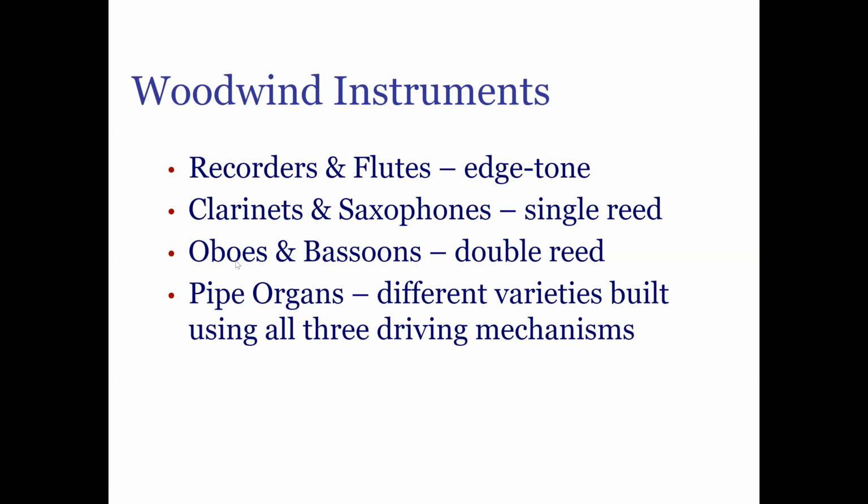So within the woodwind family, we have recorders and flutes, which are edge tone instruments. And when we say flutes, we mean the whole flute family, all the different piccolo flutes and all that. Clarinets and saxophones are our single reeds. Oboes and bassoons are double reeds, again, English horn, but we're not going to spend that much time on that. And then pipe organs use all three driving mechanisms. Edge tone and single reed are the most common, but you do have all three at different times.